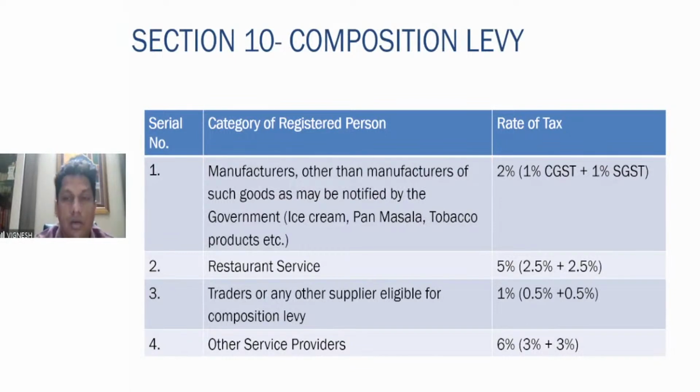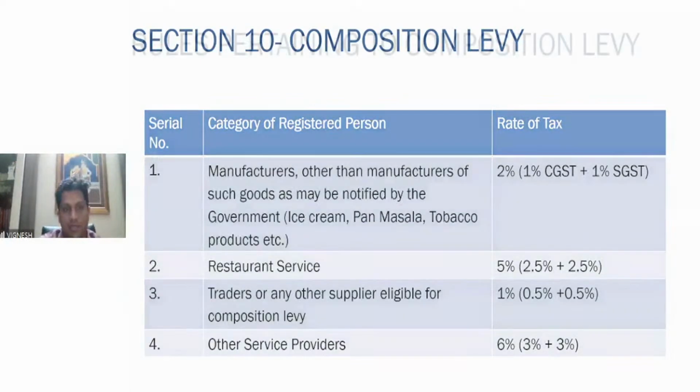Fine. Few composition rates for manufacturers other than certain restricted ones. What are the restricted ones? Ice cream, pan masala, tobacco products, etc. In this particular situation, 2% is the rate of tax. Restaurant service 5%. Traders or any other supplier is 1%. Service providers is 6%.